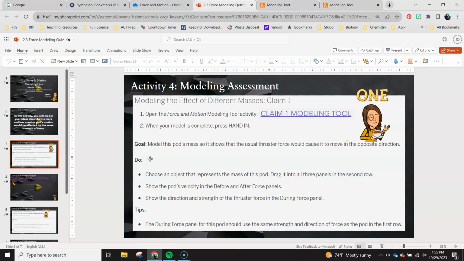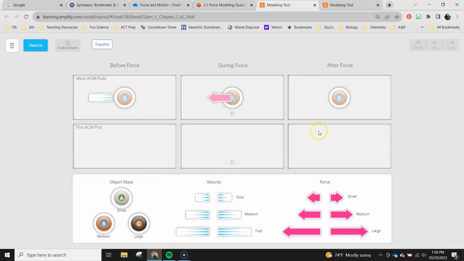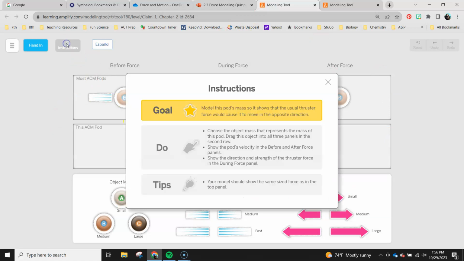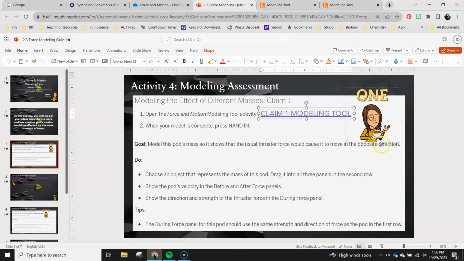Open the force and motion modeling tool activity. You have two different links to this, and you'll do two different modeling tools. For this one, we're going to do claim 1. Right click, open that link, and it's going to pull up this one here. So this is claim 1. If I look, I can see this pod's mass, model this pod's mass, so it shows that the usual thruster force would cause it to move in the opposite direction. Remember that claim 1 was where it just turned around and moved in the opposite direction.